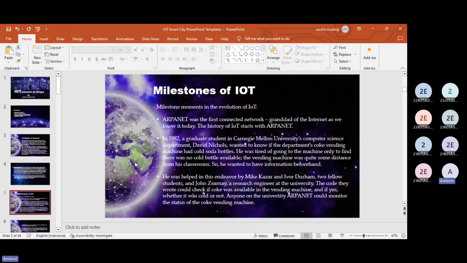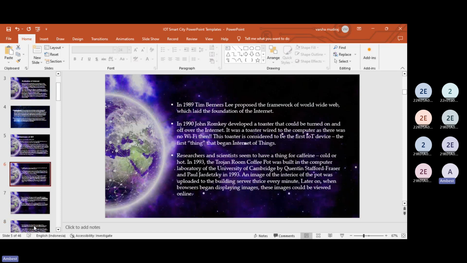In the earlier stages, in 1982, at the Carnegie Mellon University Computer Science Department, they wanted to know whether the department's Coke vending machine held a cold soda bottle. Furthermore, it was developed by research members, Mike and two students, and John, who wrote a code for it. Later in 1989, Tim Berners-Lee proposed the World Wide Web, which was the foundation of the internet.